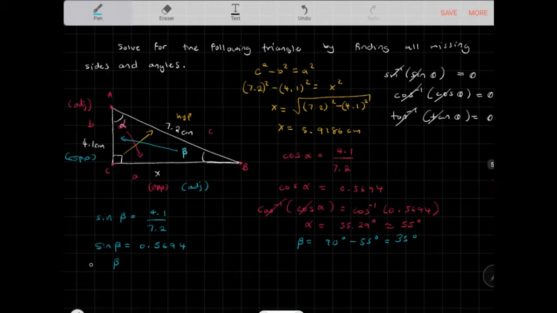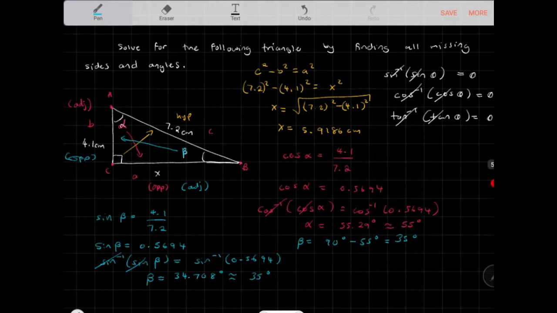So if you want to solve for beta, you need to do the sine inverse of both sides. Sine inverse of sine beta is equal to the sine inverse of 0.5694, and then the sine inverse and the sine cancel out, so beta is equal to the sine inverse of 0.5694. If I do that in my calculator, you actually get the same value, 34.708 degrees. If I round that to the nearest degree, it's about 35 degrees. So you can see that you get the same value.